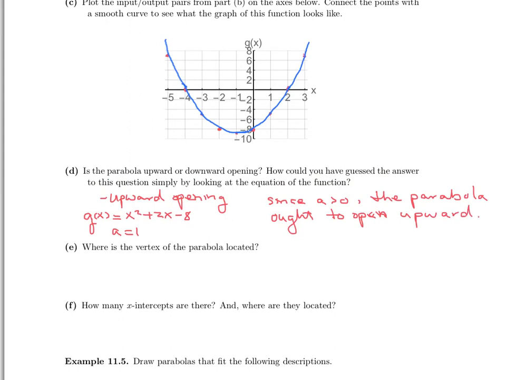Let's look at the next part. Where is the vertex of this parabola located? Remember, a vertex is the turning point. This parabola has a downward trend, and then it changes right here and switches to an upward trend. The turning point is the vertex, and that is located right down here. And notice it's the lowest spot on the parabola, and it occurs at the point negative 1, negative 9. So that is the vertex.